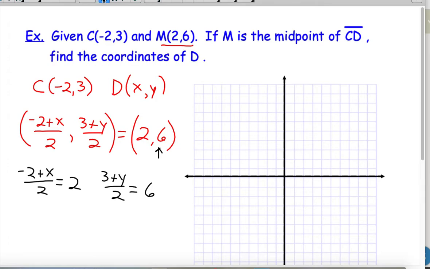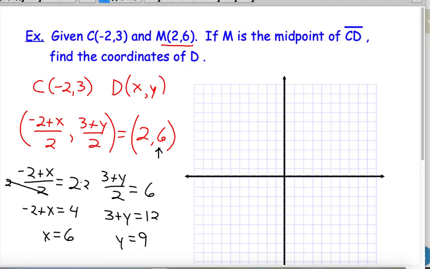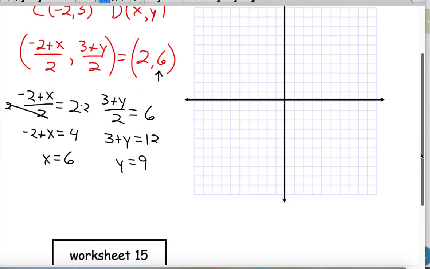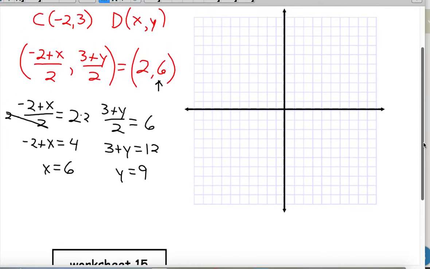So I would do the opposite of divide by 2, so I would multiply both sides by 2, so those would cancel. And I get negative 2 plus x equals 4. And then I would add 2 to both sides, and I got x is 6. Same idea here, multiply both sides by 2 to cancel the fraction, and I would get 12 on the other side, and then I would subtract 3, and I get 9. So the point I just came up with was the point D, right here. So D has coordinates 6, 9.